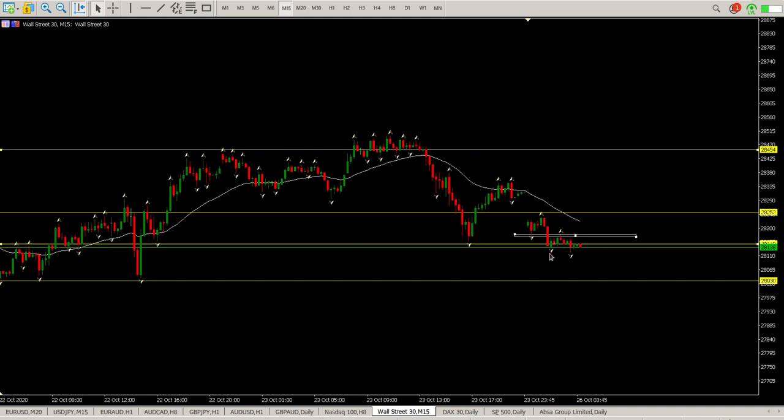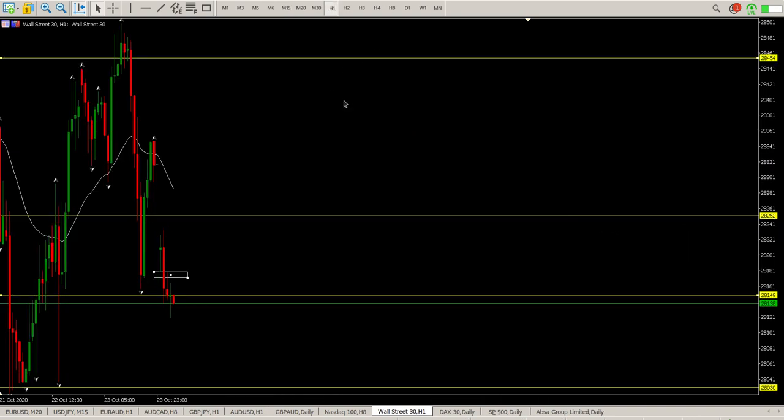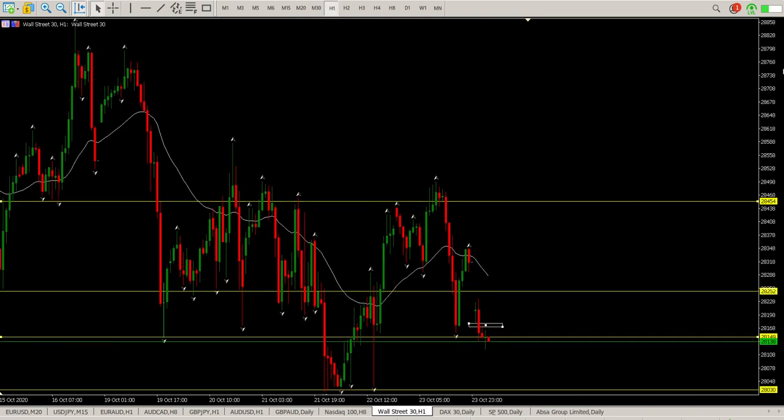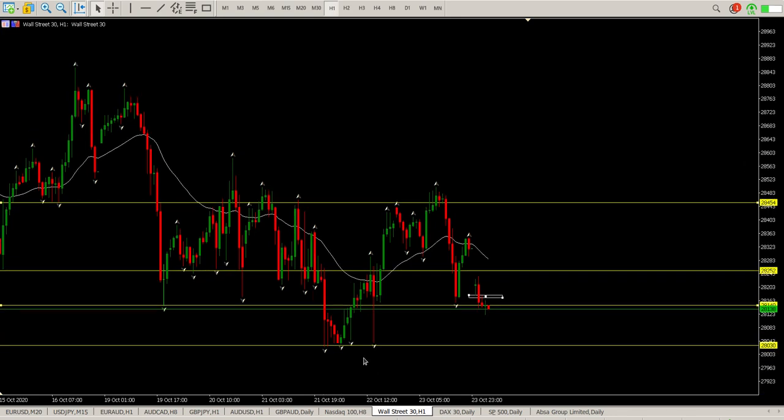Remember, if you're on the lower time frames, look for your structure. You can draw your structure in on the hours, and that's where your stop area is. So you want to be below 28,000. I would say probably your stop area is going to be around 27,950 or 27,980, something like that. Just below that round number, that's going to be your stop area.